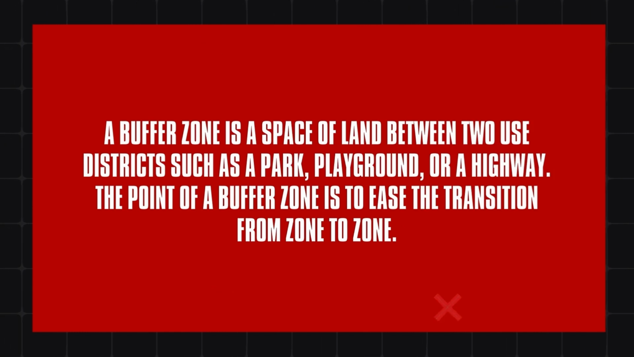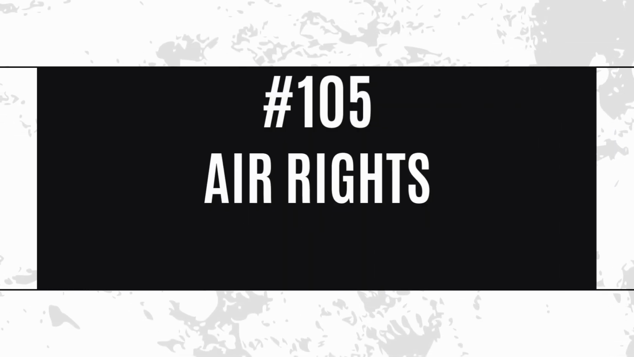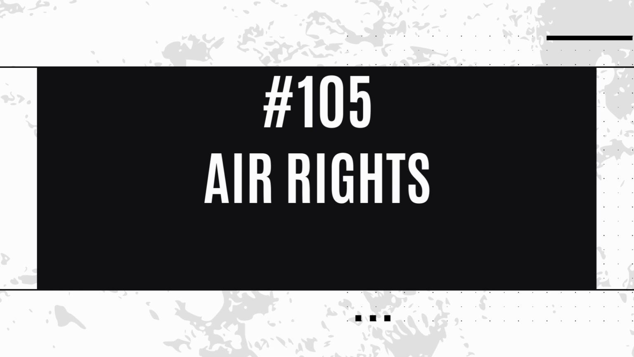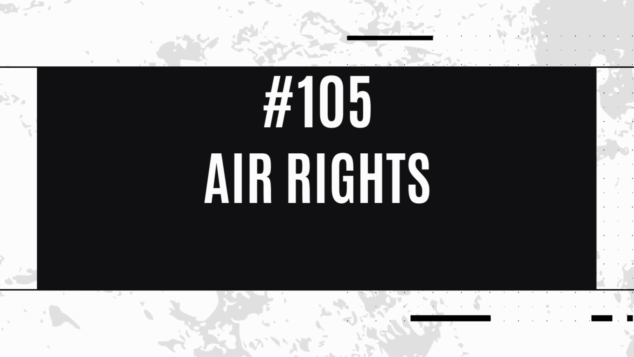A buffer zone is a land area between two different use districts, like parks or highways. Its purpose is to create a smooth transition between zones, making it easier to go from one area to another. Moving on to air rights. Put your rational hat on. What are the air rights?